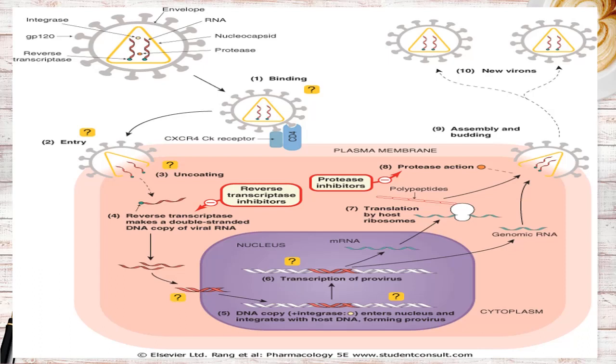And next comes the enzyme reverse transcriptase, this being an RNA retrovirus. The reverse transcriptase makes a double stranded DNA copy of the viral RNA, and this gets integrated into the host DNA. So this forms part and parcel of the host DNA, and is now called a provirus. Now this provirus gets transcribed into mRNA, and the mRNA gets translated into various proteins. These proteins are the structural proteins and the enzymatic proteins which are responsible for forming new virions.